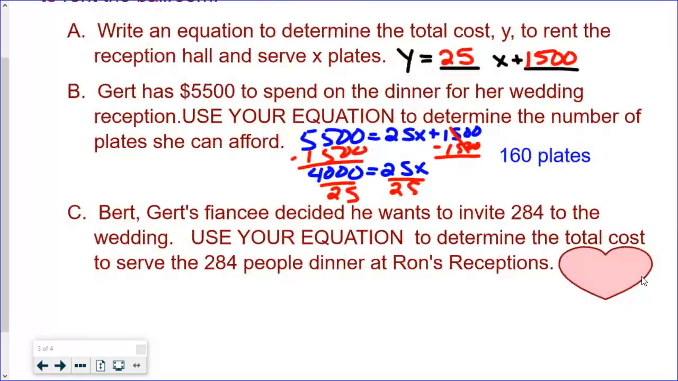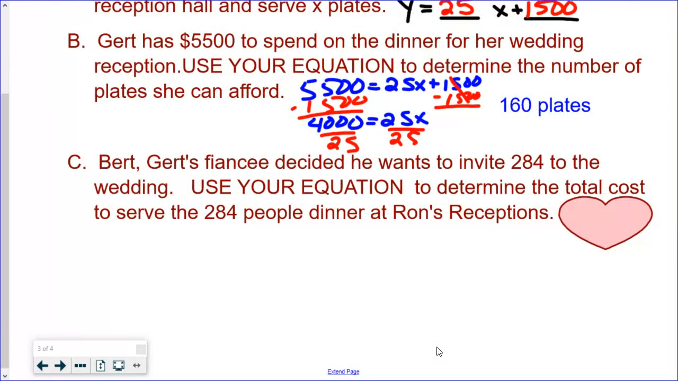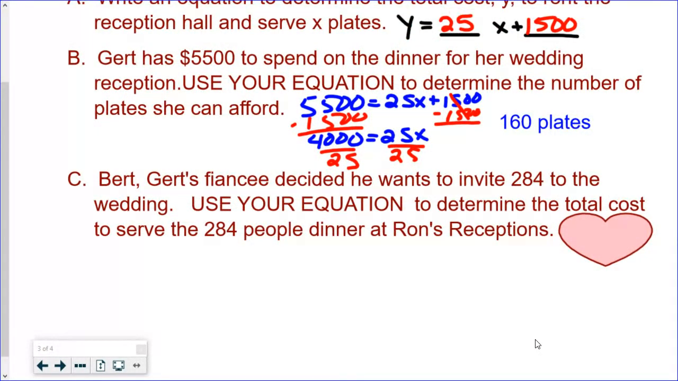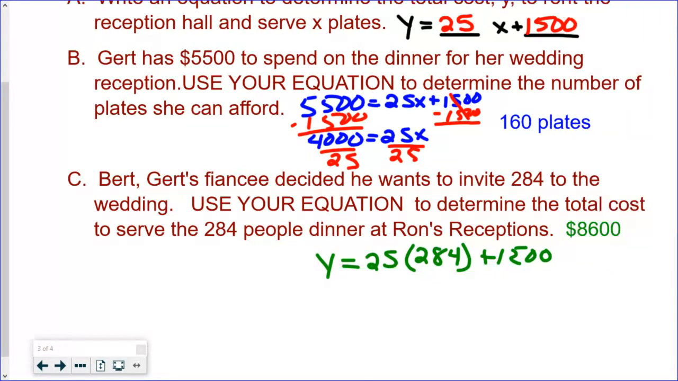Okay? Now, Gert's fiance decided he wants to invite 284 people. Use your equation to determine the total cost. So now we don't know the money. So now this is that y equals $25 times 284 people per plate plus the 1,500. That's $1,500 to rent the space. And then you just put it, that one's easy. No work to be solved. Put it in your calculator. Don't forget to solve and label with the $ in front.